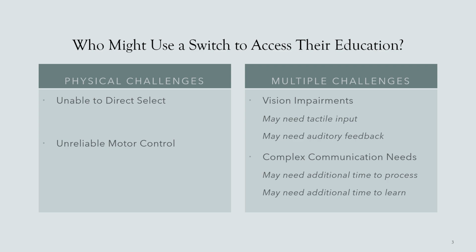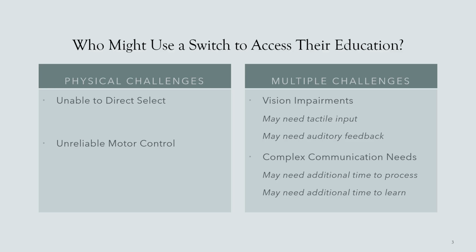Let's see who might even use a switch to access their education. Well, definitely those students with physical challenges. They're unable to use direct select, meaning they're unable to use their fingers to access buttons. And they may be unable to use eye gaze to access their buttons. Or they have really unreliable motor control, making it such an effort to tap on a button. It may be fatiguing or just taking a really long time. The student is concentrating on muscle movement rather than the message he's trying to communicate.